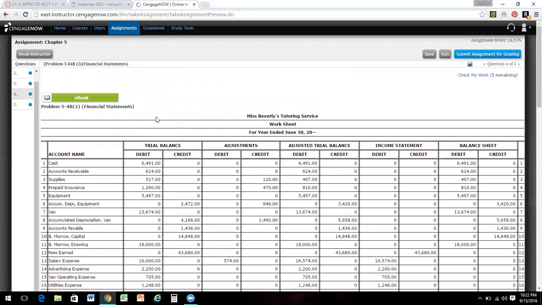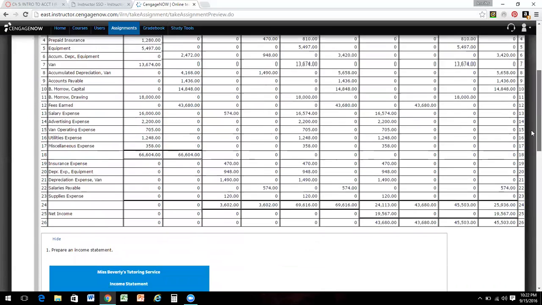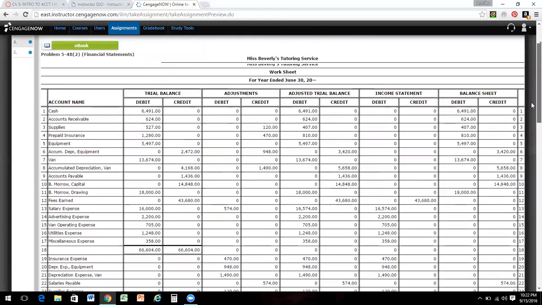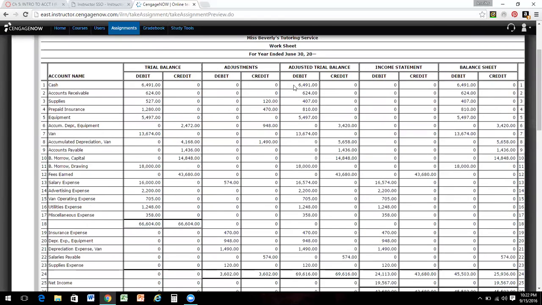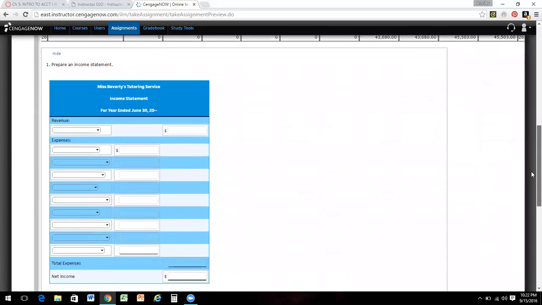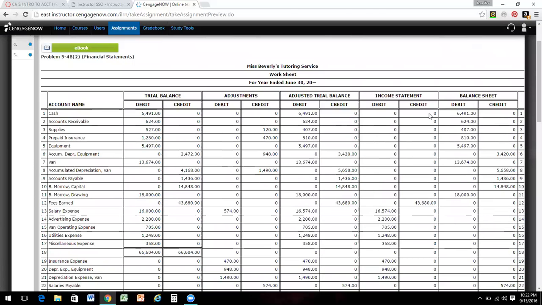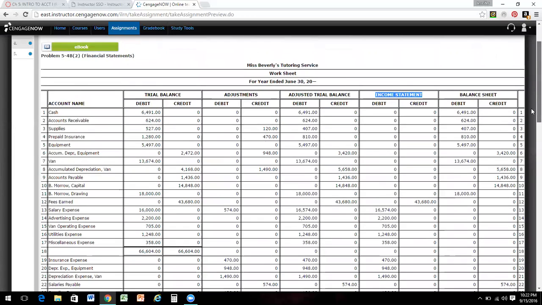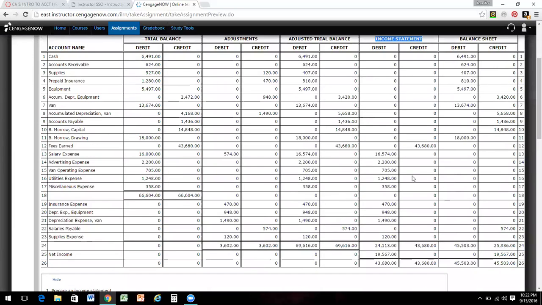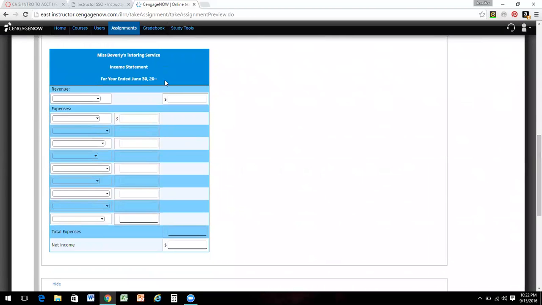All right, so problem 4 is a worksheet. So you have all this data. You need to be able to know where you're pulling your information from these worksheets. So you need to prepare an income statement. So you're going to use the worksheet, and if you can see, we have income statement highlighted here. So obviously, we're going to use the numbers from this category, these 2 columns, in here for our statements.